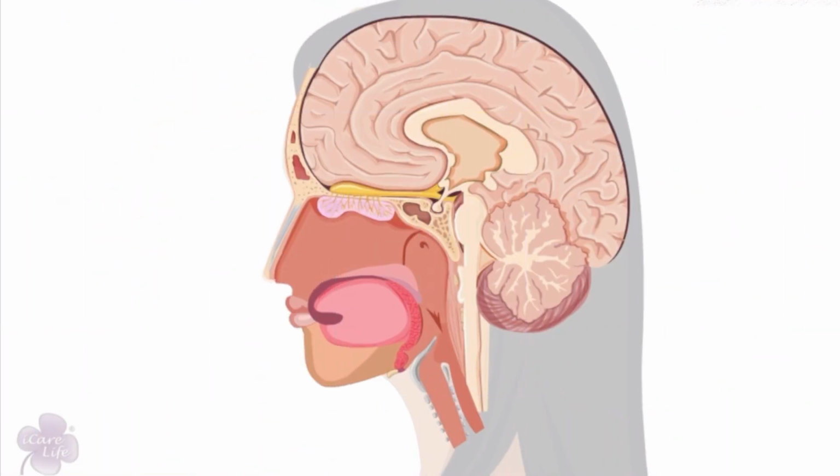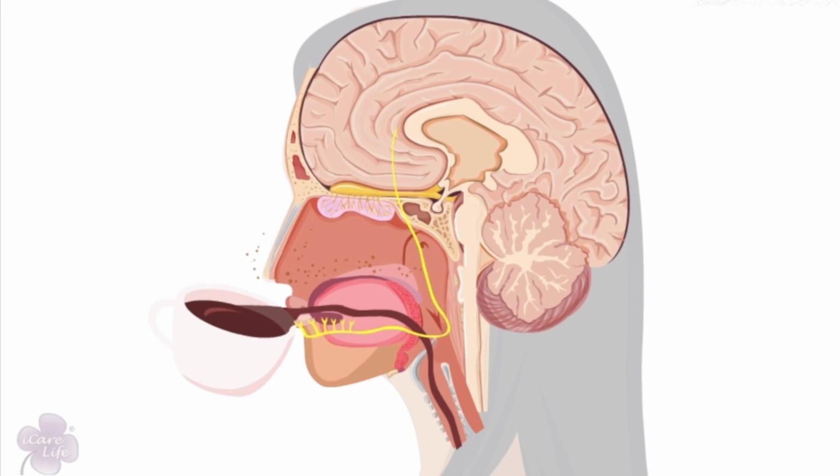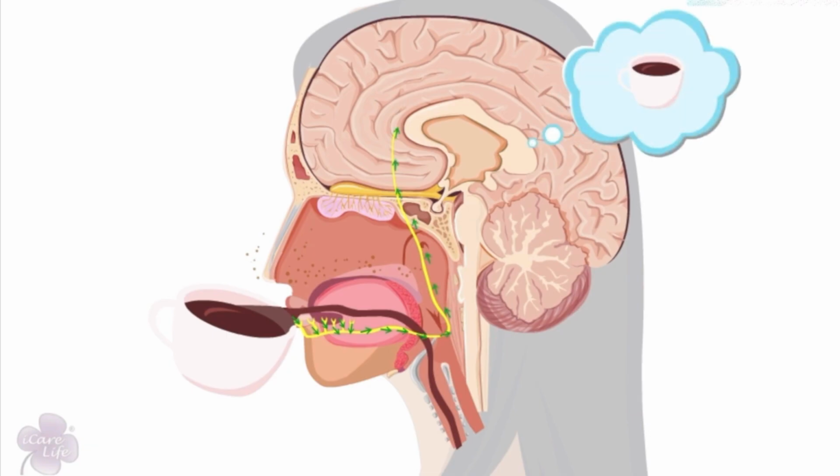Let us see how the tongue helps us taste food. When we eat or drink, the hair on the taste buds detect the taste and send signals to the nerves connected to the taste buds. These nerves transmit the signals to the brain. The brain interprets the signals and we taste a food or drink.